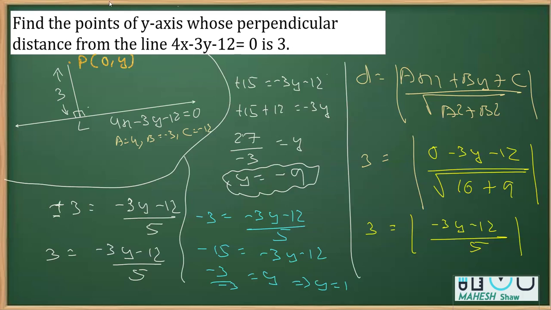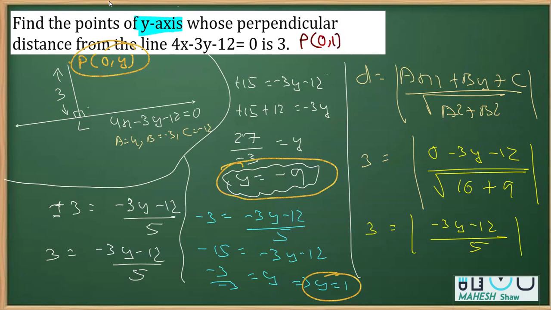Now I can once again show you, this is 1 and this is the other value. So the coordinate, as you know, is (0, y). So we can say there are two possible values. If I take P here, it's either (0, 1) or it's going to be (0, minus 9). So these are the two possible values.